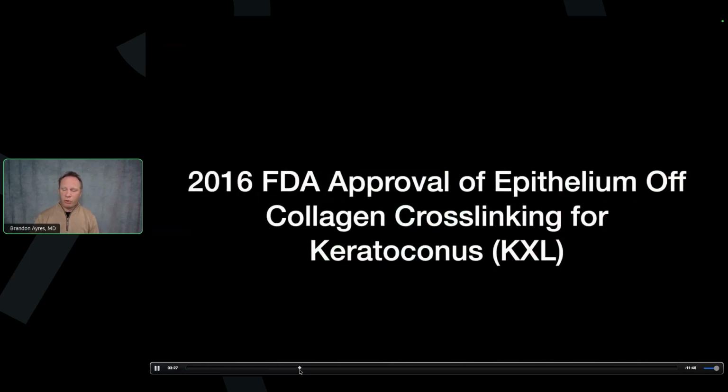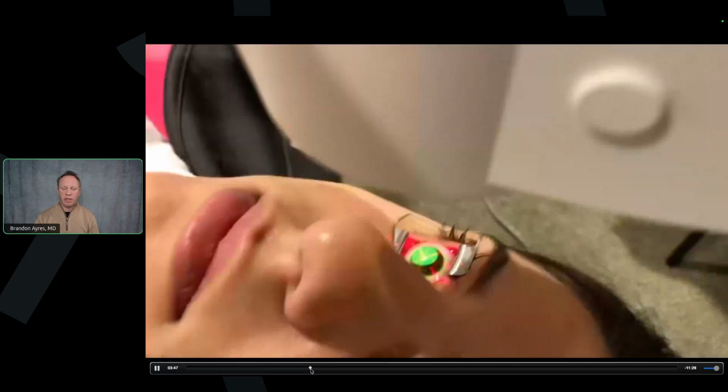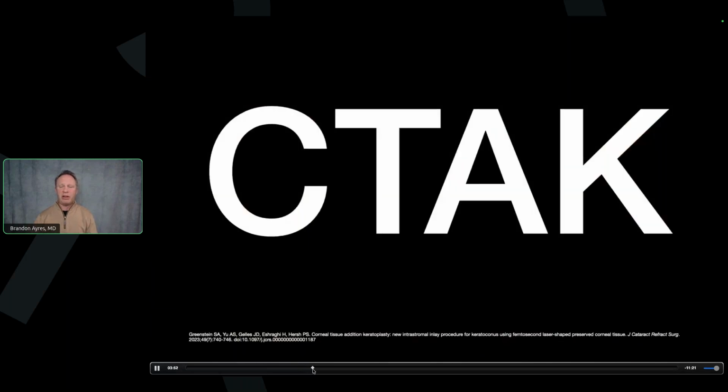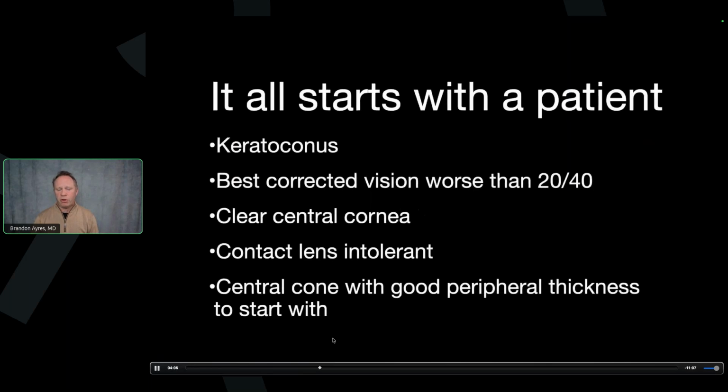I'm going to fast forward here through collagen crosslinking. We mentioned this has been an improvement, but now CTAK. CTAK is really the biggest advance that I've seen in the past several years, the most exciting thing I've seen in the past couple of years when it comes to surgical improvement. I'll call it minimally invasive surgical improvement for our keratoconus patients.